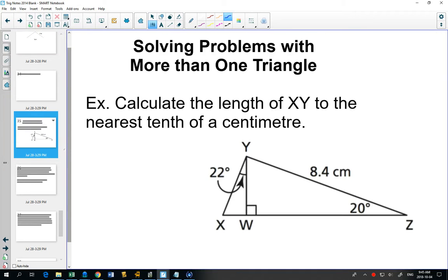Solving problems with more than one triangle. Can you see that we have more than one right-angled triangle in this situation? We have one of them that is XYW, and the other one which is WYZ. If you have a straight line and one of the angles is 90 degrees, do you know that the other one is 90 degrees? That the angles in a straight line always add up to 180 degrees.